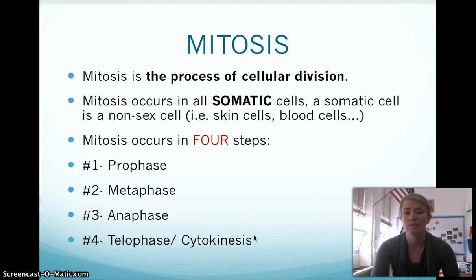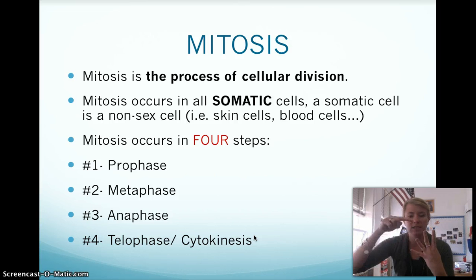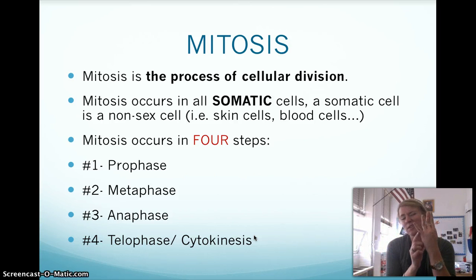So mitosis is the actual process of cell division. Mitosis occurs in all somatic cells, and a somatic cell is anything that's a non-sex cell. So that's any cell inside your body except for your sex cells, which are your sperm cells if you're a gentleman, or your egg cells if you're a lady. So all the other cells in your body. And it happens in four steps: prophase, metaphase, anaphase, telophase, and cytokinesis is kind of part of telophase.